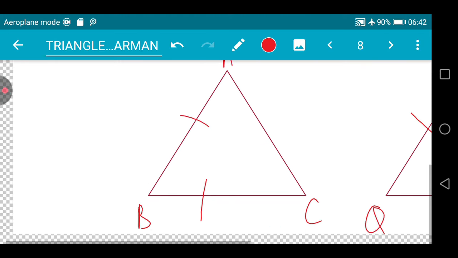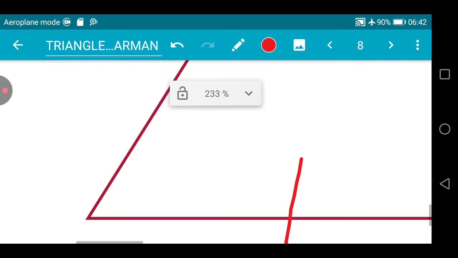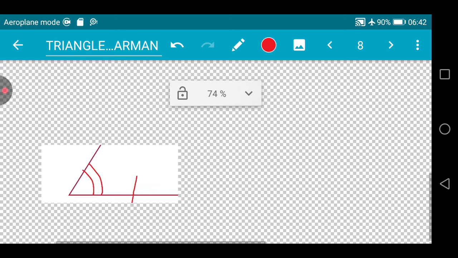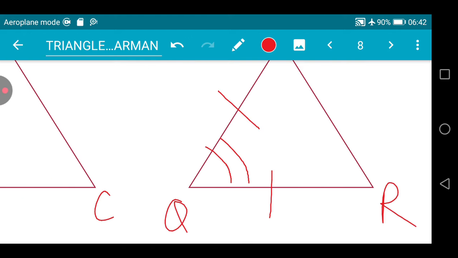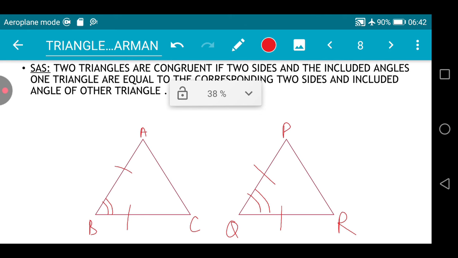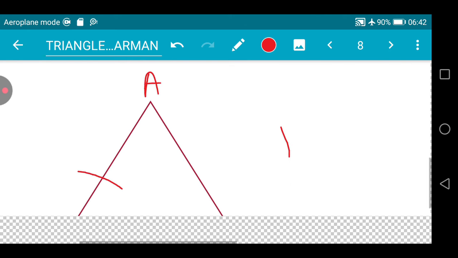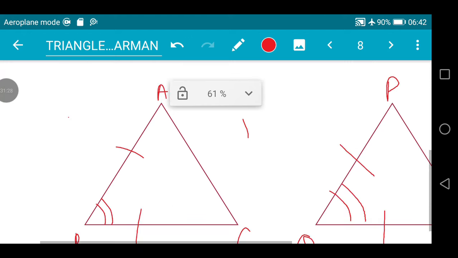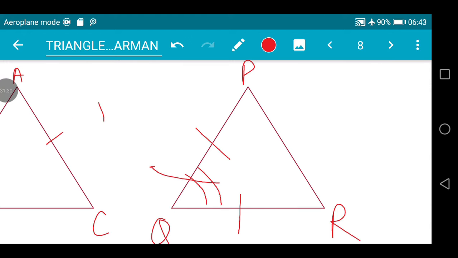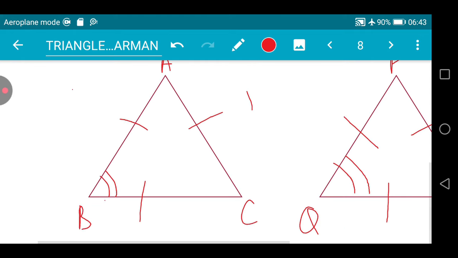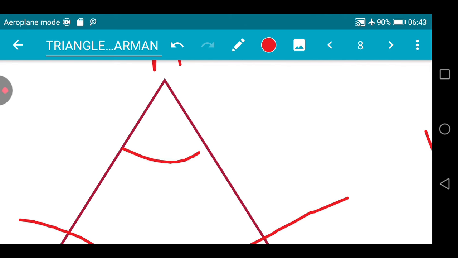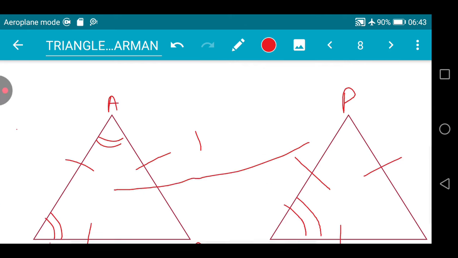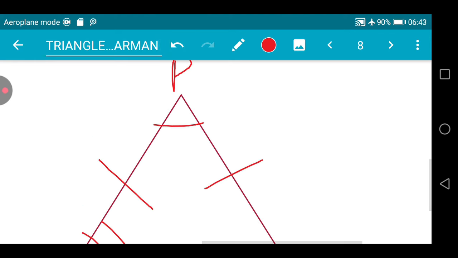Two sides and the one included angle, meaning the angle in between, angle B equal to angle Q. Or I can say AB equal to PQ, AC equal to PR, and then the included angle is angle P? No, here the included angle will be angle A.